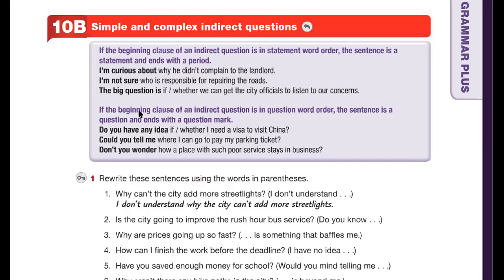Then the next one: if the beginning clause of a direct question is in question word order, the sentence is a question and ends with a question mark. Do you have any idea if or whether I need a visa to visit China? Could you tell me where I can go to pay a parking ticket? Don't you wonder how a place with such poor service stays in business?